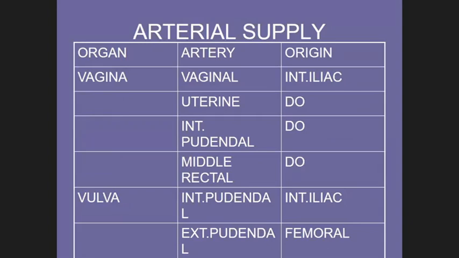The vagina is supplied by the vaginal arteries, which arise from the pudendal arteries and all that, arising from the internal iliac, and the uterine artery, again from the internal iliac, and the internal pudendal, middle rectal, and all that. And the perineum and vulva are mainly supplied by the internal pudendal and the external pudendal, which is a branch of the femoral artery.